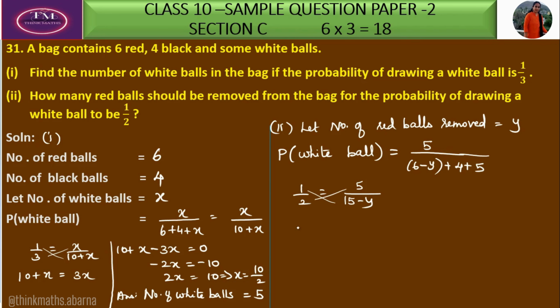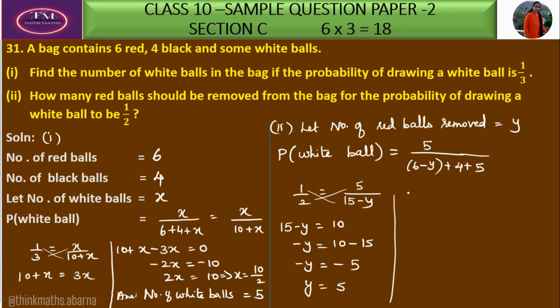Now just cross multiply: 1 into 15 minus y will be equal to 2 into 5, which is 10. Now we have to find the answer for y. Keeping the negative y as such, take the values: this plus 15 will become minus 15. So minus y will be equal to 10 minus 15. Here the negative is for the bigger number, so the answer will be negative. The difference is 5. Now both the negatives get cancelled, so y will be equal to 5.